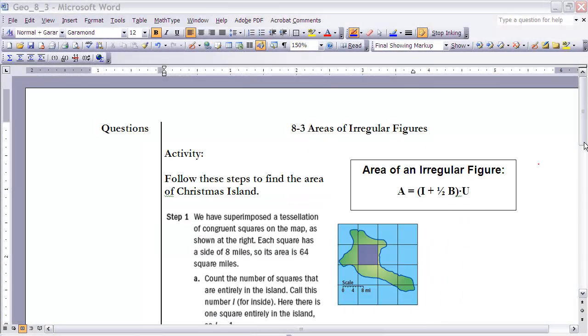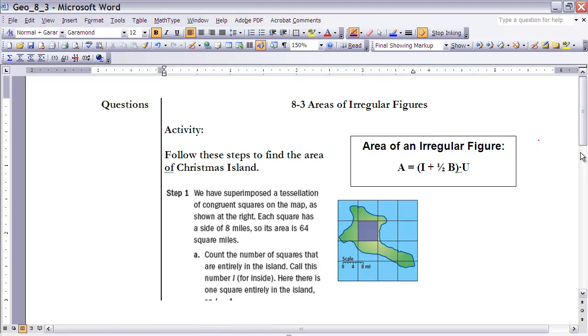Alright, these are the notes for section 8.3. If you haven't done so already, take a quick read of the section first before going on. Pretty much this section is about going through the activity as it pertains to finding the area of an irregular figure. So we're going to walk through this activity together here.